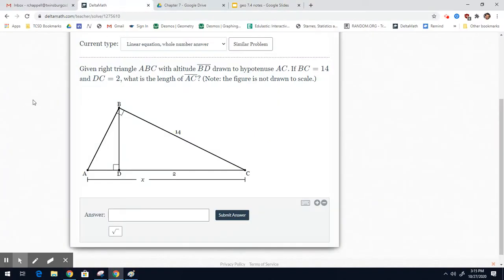Okay, so here's the first question we're going to look at. It says, given right triangle ABC with altitude BD drawn to the hypotenuse AC. So that's the same setup as before. If BC is 14 and DC is 2, what is the length of AC? And again, note the figure is not drawn to scale. So X is this long side AC.